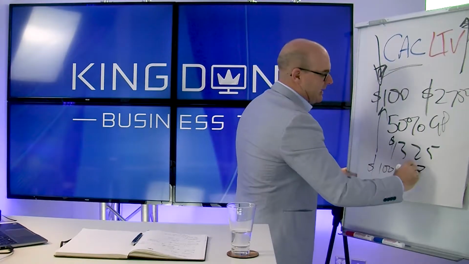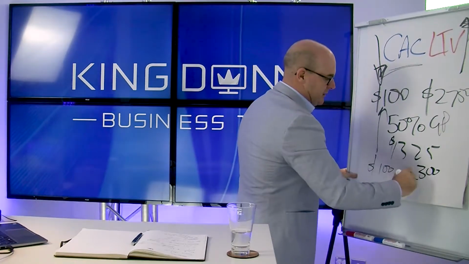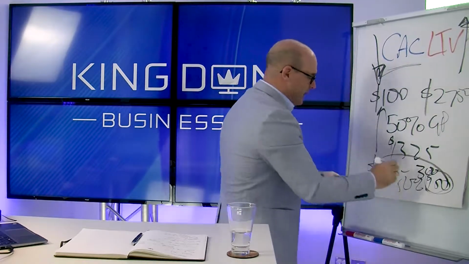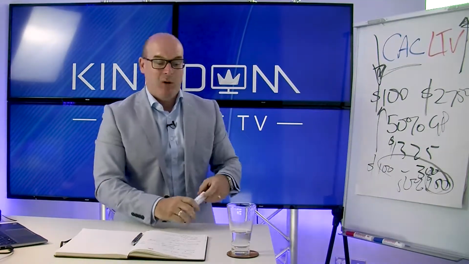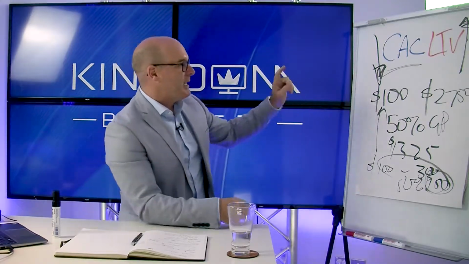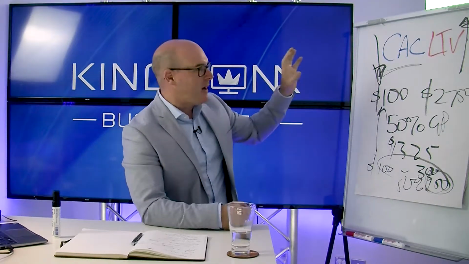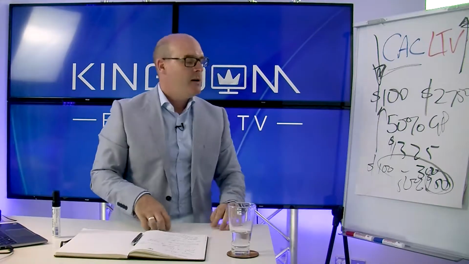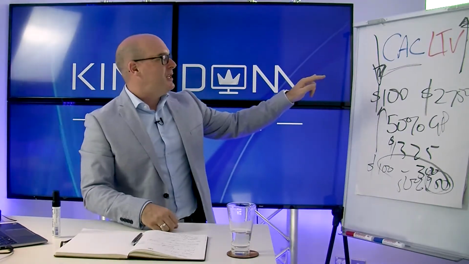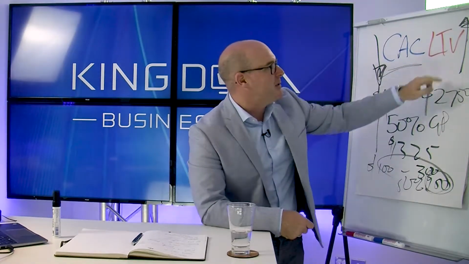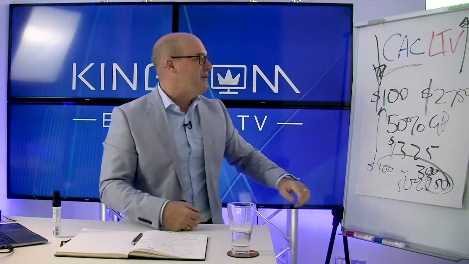But sometimes it's much tighter than that. Spend 100, get 300 at a 50% GP, which means I only get $150 for my 100. Is that a good idea? Well, it's not ideal, but it's more money than you started with. But unless you know the numbers, unless you know your CAC and your LTV, it's very hard to do anything about it. This one's really quick to work out. You can do that from your profit and loss and your customer list. This one you have to spend a little bit more time on to work out your averages.